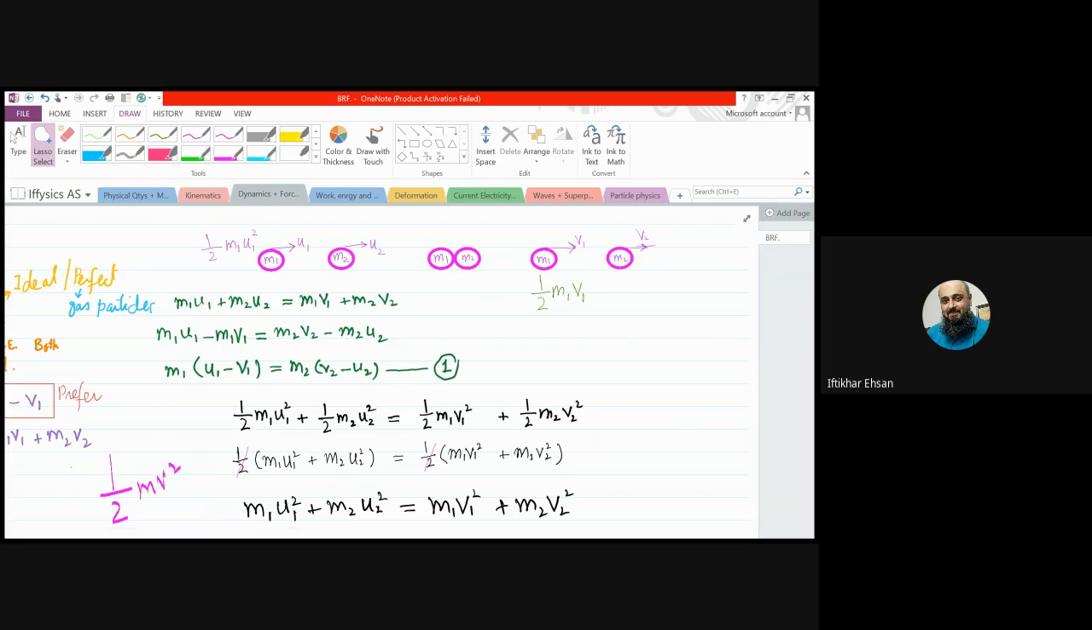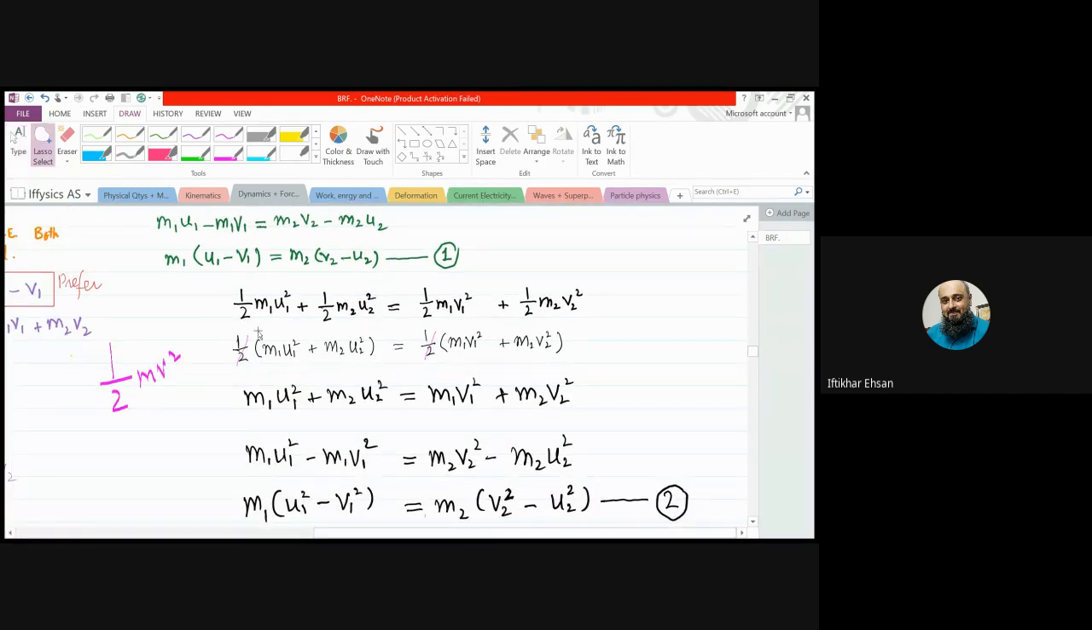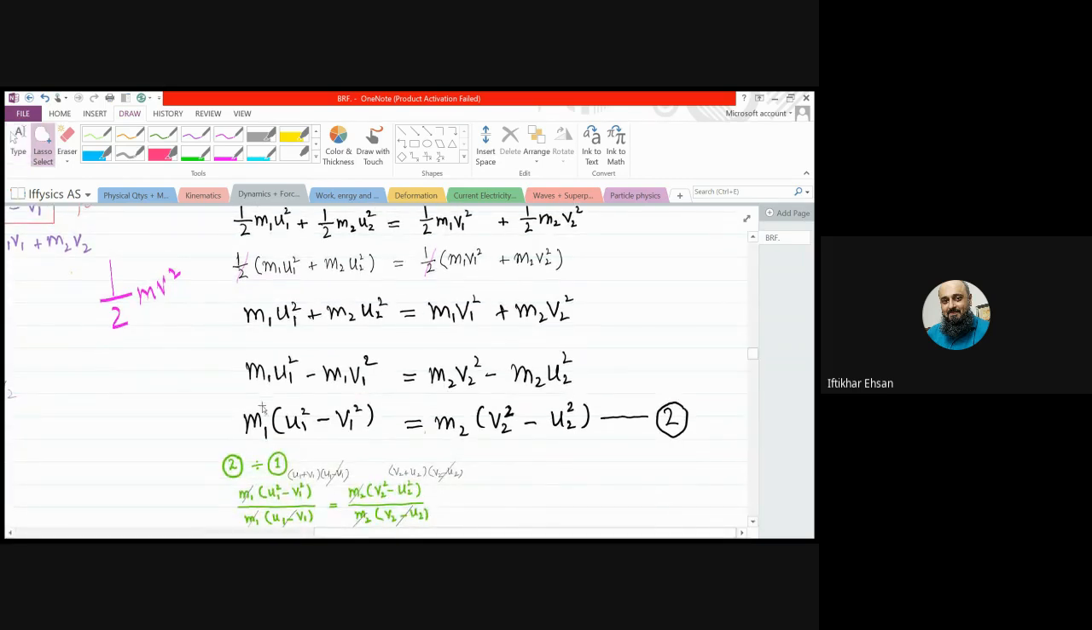Okay. Now, can you take 1 over 2 common from both sides? The 1 over 2 will cancel out. Now we are left with this. We rearrange like we did in the previous example. We take all the values of m1 on one side, this comes to be negative here, and m2 on the other side, and this sign is changed to negative as well, right? Then we take m1 common from these two and m2 common from these two. So this is our expression number 2.